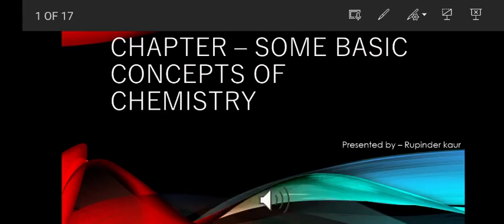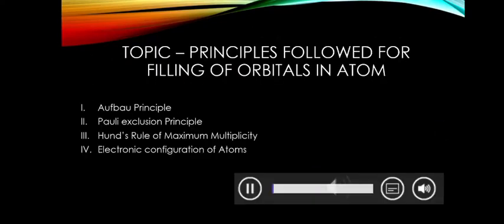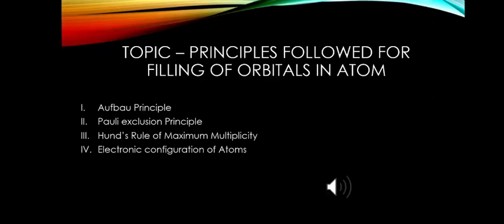Here today we will discuss the concepts of the chapter called Some Basic Concepts of Chemistry. So today the topic we are going to study is the principles followed for filling of orbitals in an atom, and the subtopics involved are aufbau's principle, Pauli's exclusion principle, Hund's rule of maximum multiplicity, and the electronic configuration of the atoms. So we will discuss these topics one by one.